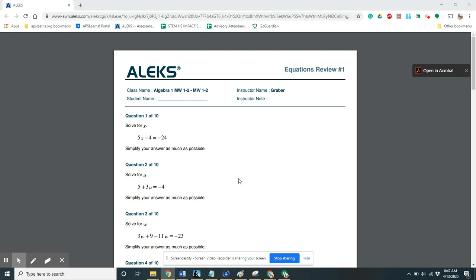So in all these problems here, the goal is to get the variable by itself, whether it's x or u or w or any other variable. So remember, in algebra you're always doing the opposite operation to get the variable by itself. So to get this x by itself, we want to get rid of the 5 and the 4, and we'll do opposites. So to get rid of the 4, since it's minus 4, we add 4.